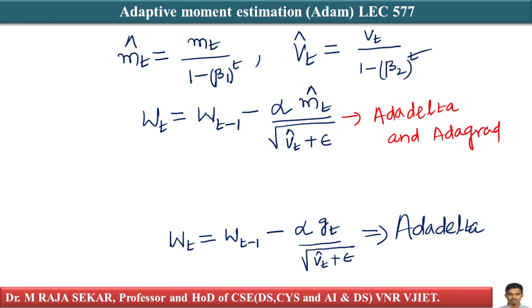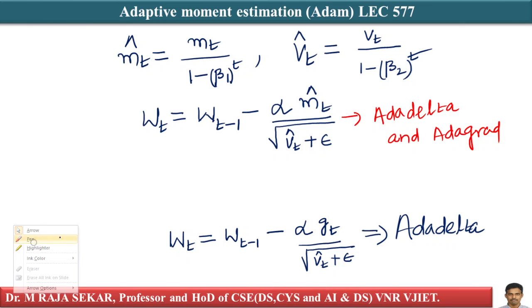Just let me write down the equations. What is my m cap of t equal to? m cap of t equals mt by 1 minus beta 1 power t, v cap of t equals vt by 1 minus beta 2 power t, and wt equals wt minus 1 minus alpha into m cap of t by under root of v cap of t plus epsilon. This is very much like ADA delta, isn't it? It is similar to ADA delta and ADA grad.